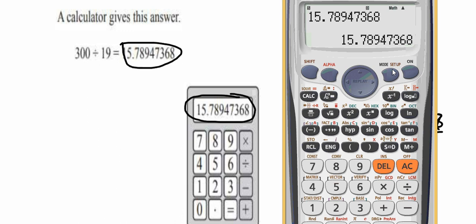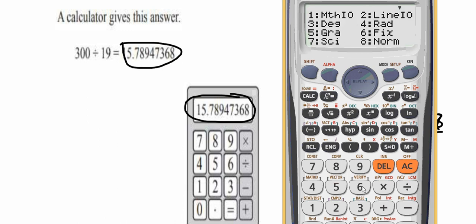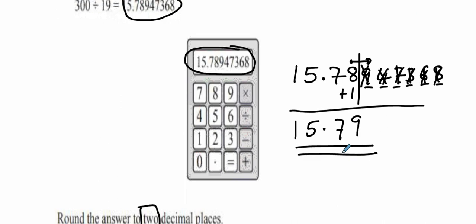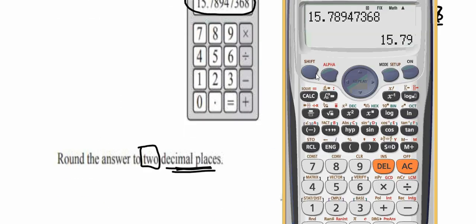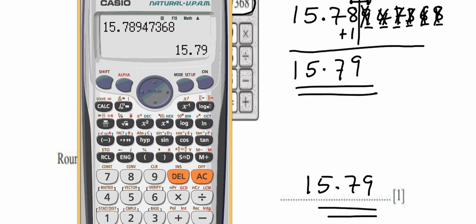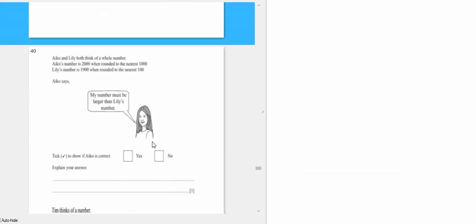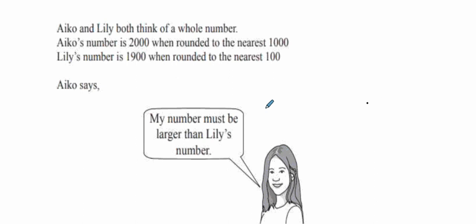Then you go to the fix option. And then click that, and then the calculator is asking how many decimal places do you need. So you only need 2 decimal places. So click that. Automatically the calculator will give you the answer, 15.79. This is the answer. Can you see the answer we got? The answer we got and the answer from the calculator, they are matching exactly. All right. That question is done.